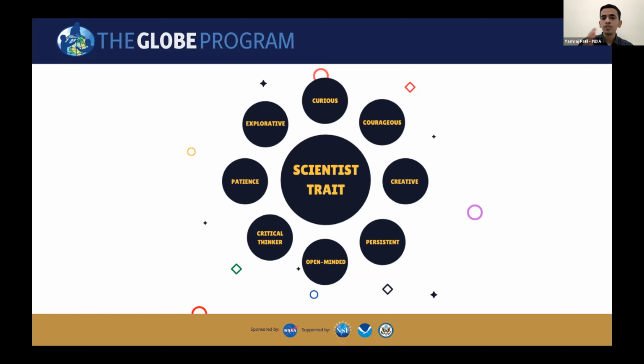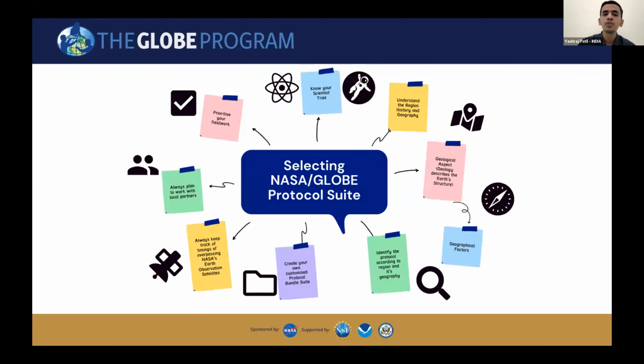So if you identify your own scientist trait, then definitely you will be more creative, and you could find many more things that the normal person couldn't find out. So this is what I'm suggesting for you. Before selecting the protocol, you must identify your scientist trait, where you are specialized, where your interest is specialized. After that, you must understand the region's history and geography.